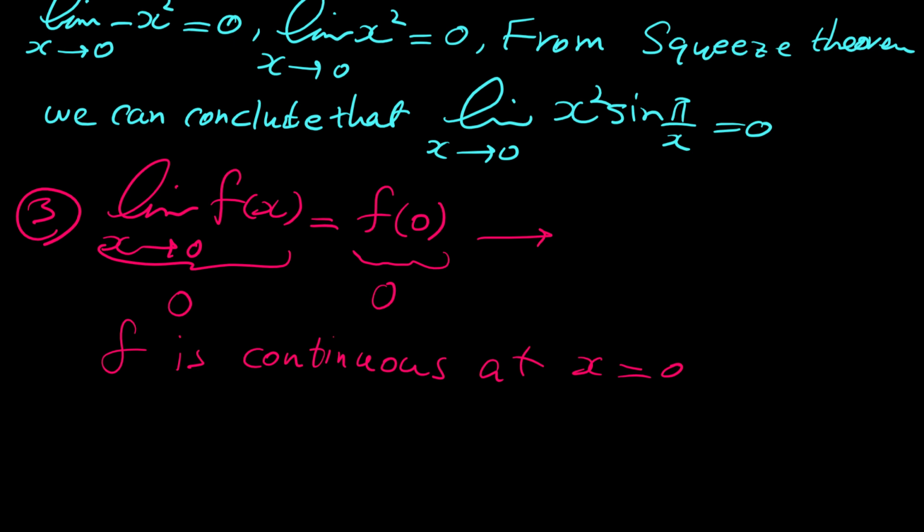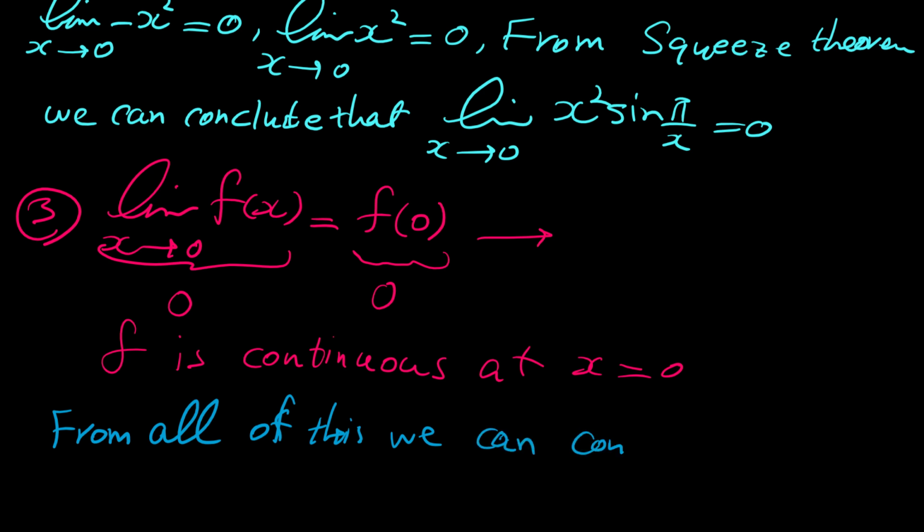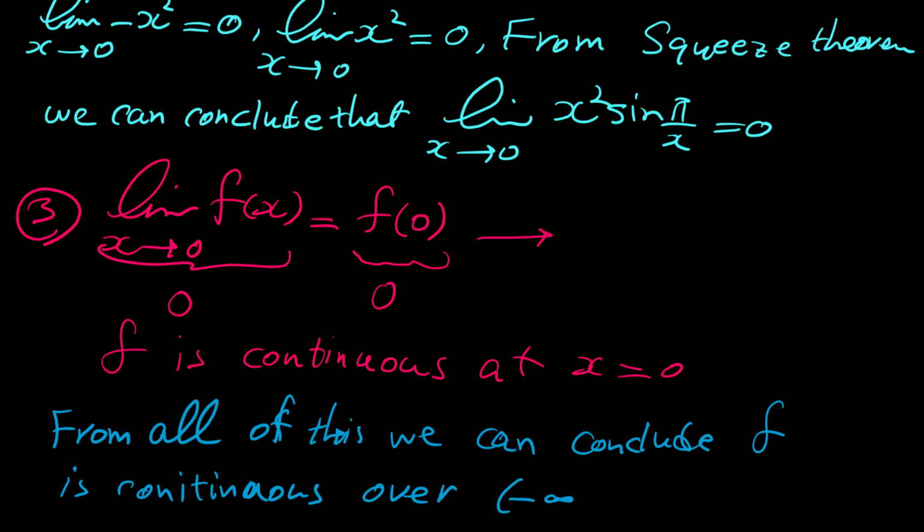So what we conclude from all of this? From all of this we can conclude that f is continuous over negative infinity to infinity, which means that it is basically continuous everywhere.